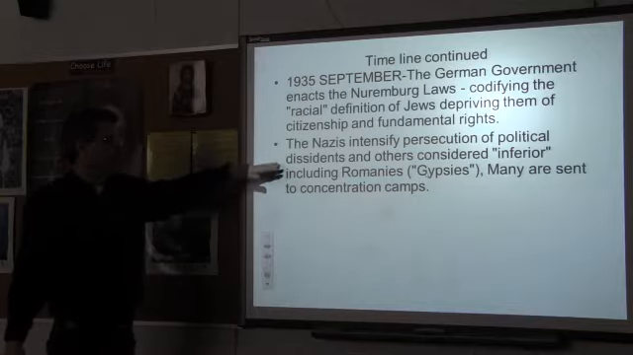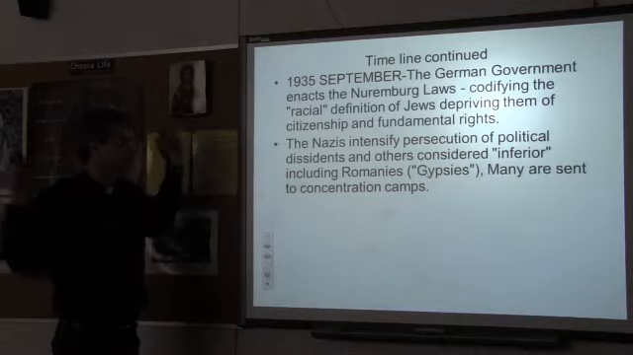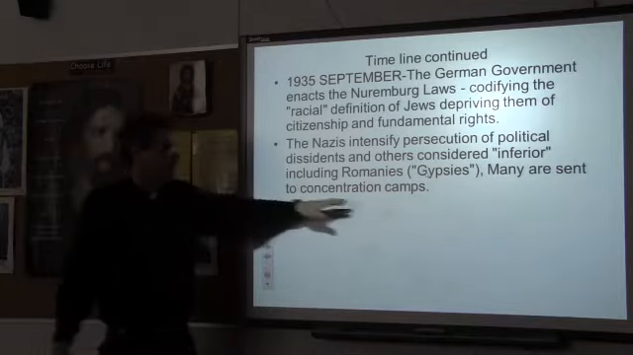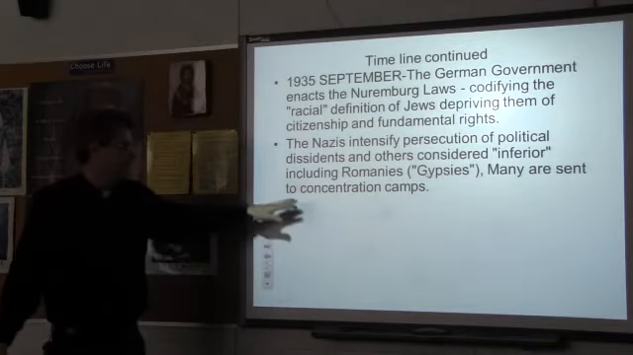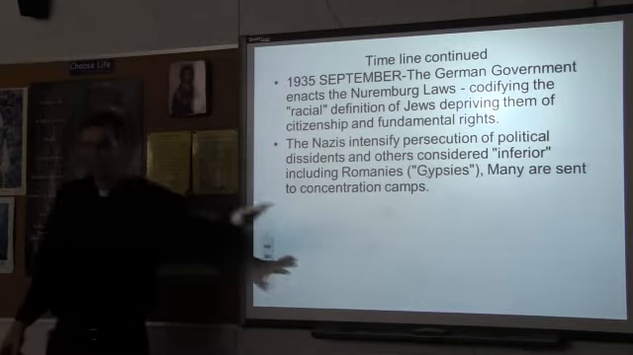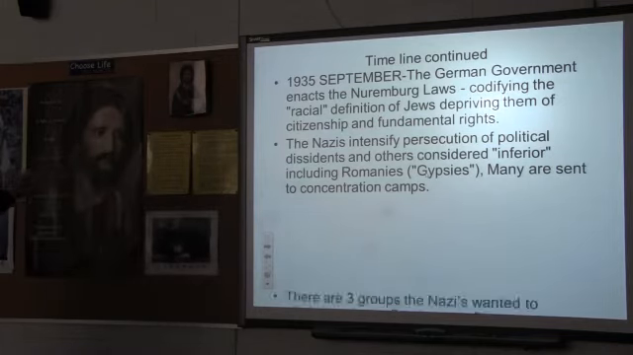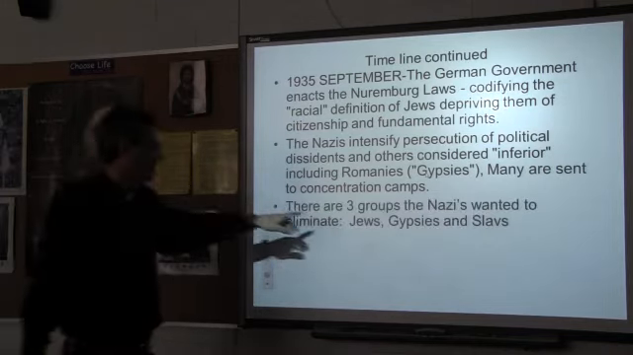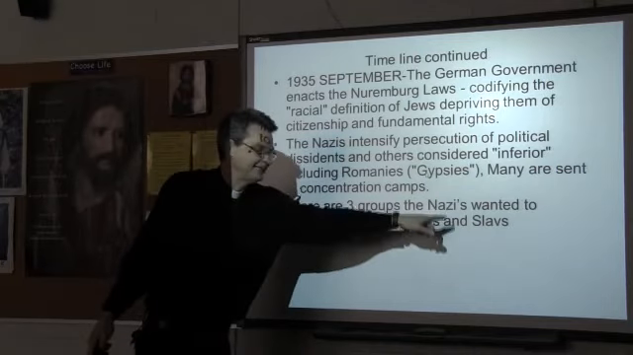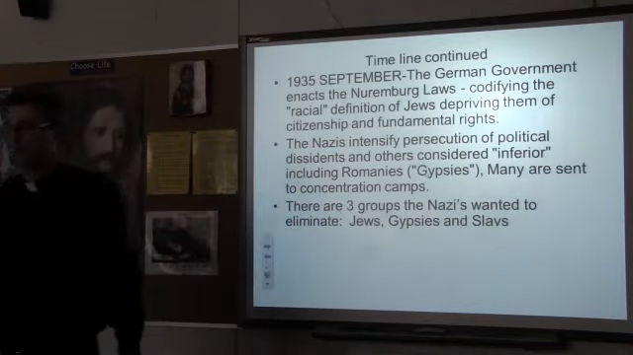The Nazis intensified the persecution of political dissenters and others considered inferior, including gypsies. Many are sent to concentration camps. So to ask a question about that: what are the three inferior subgroups? The three inferior groups are Jews, gypsies, and Slavs, which are Czechs and Polish.